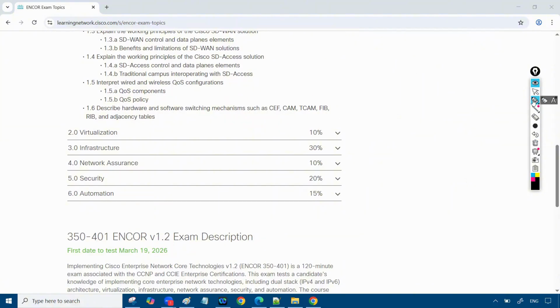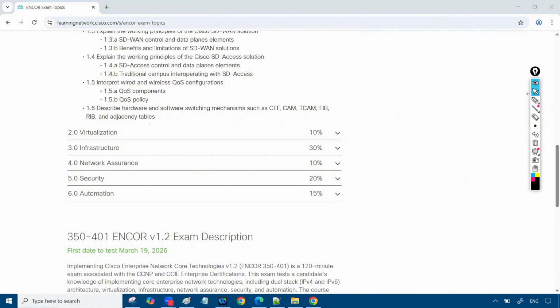Once you have done this part, then you have some hardware and software switching mechanisms, which are called CEF, CAM table, FIB table, and TCAM table, and of course RIB and adjacency table. These are the tables, where some are layer 2 tables and some are layer 3 tables. Based on these tables, the switches and routers will decide where to forward the packet.